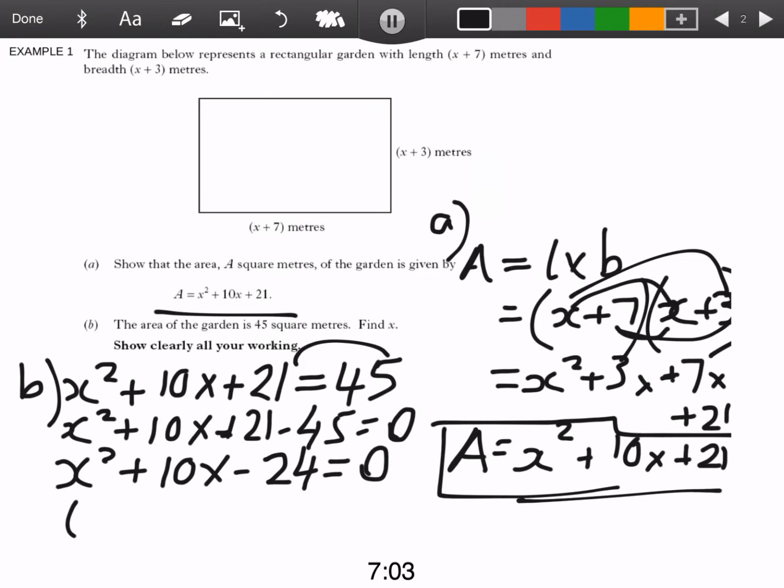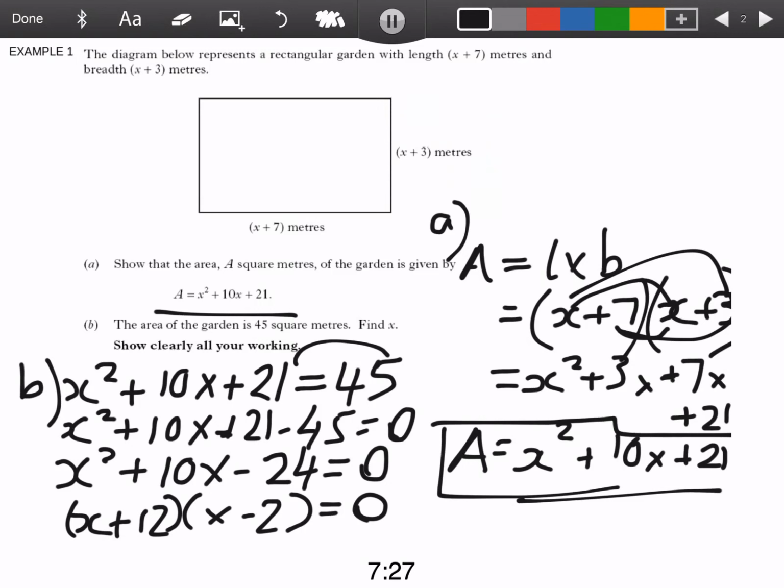Okay, same as before. This is your trinomial. Two numbers that multiply to negative 24 and add up to positive 10. Two 12s are 24. And yes, we're going to be able to get the 10. So let's see. Positive 12, negative 2, they multiply to minus 24 and they add up to positive 10.